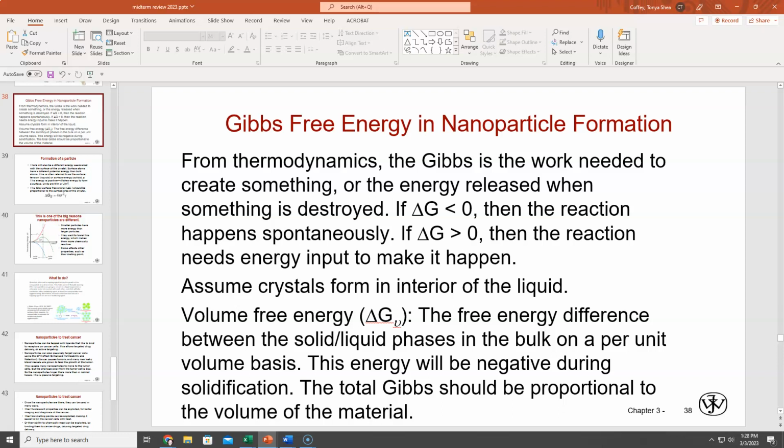So if you think of that, then you need to think about the volume giving free energy. And this is the free energy difference between the solid and liquid phases in the bulk on a per unit volume basis. This energy will be negative during solidification, right? Because it's happening spontaneously. And the total Gibbs free energy should be proportional to the volume of the material.